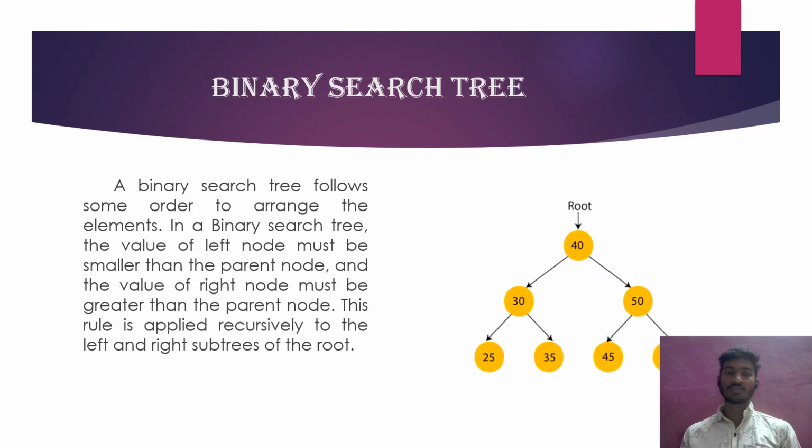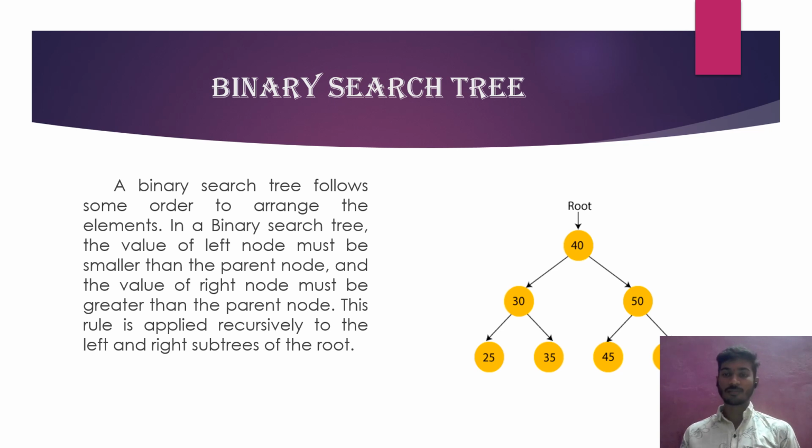Next, what is binary search tree? A binary search tree follows some order to arrange the elements. In a binary search tree, the value of the left node must be smaller than the parent node and the value of the right node must be greater than the parent node. This rule is applied recursively to the left and right subtrees of the root.